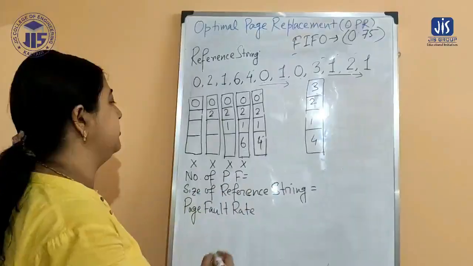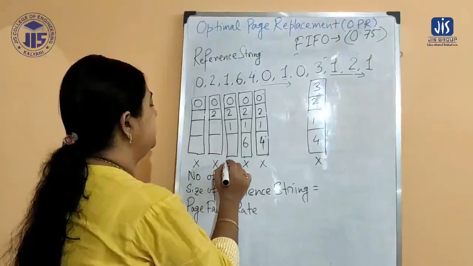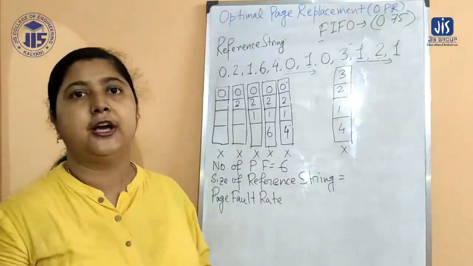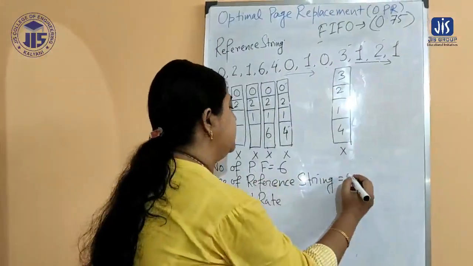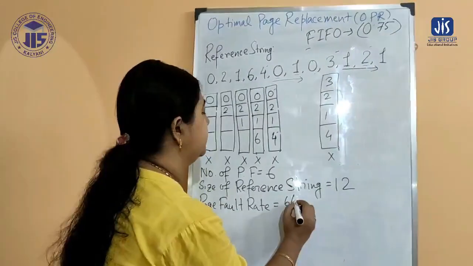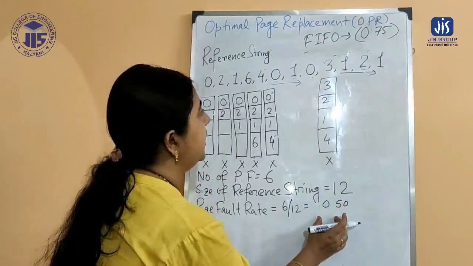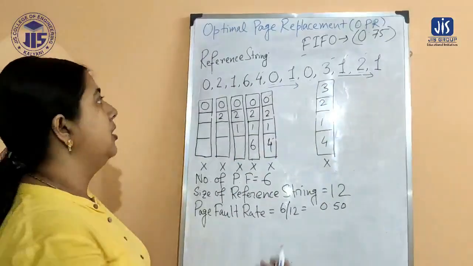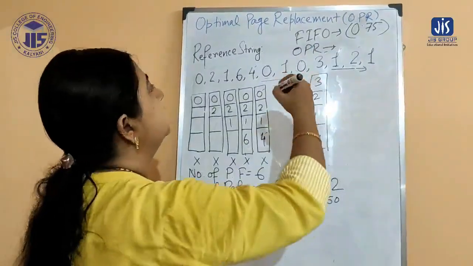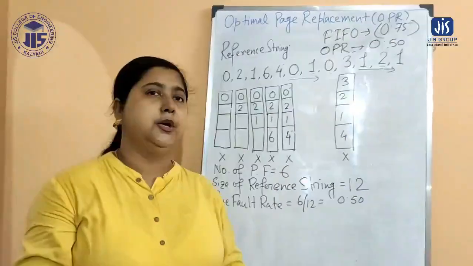Now I am going to count here. 1, 2, 3, 4, 5, 6. So total 6 page faults have occurred. Reference string size remains the same, 12. So what will be the page fault rate? 6 by 12. That means 0.50. That is quite smaller than FIFO. So for OPR, it is 0.50. But the problem is what?